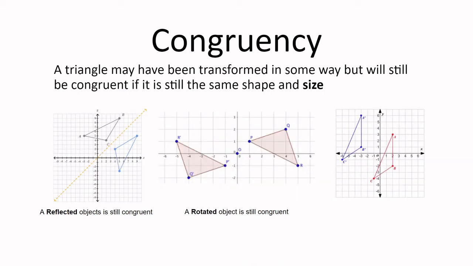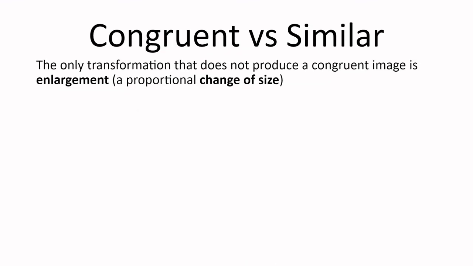Finally, this last transformation represents a translation. The red triangle has simply been moved in a straight line direction 5 squares to the left and 3 squares up. The size and shape of the triangle has not changed. They are still congruent.